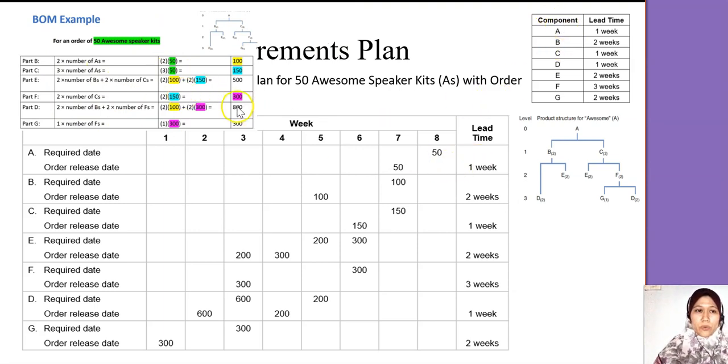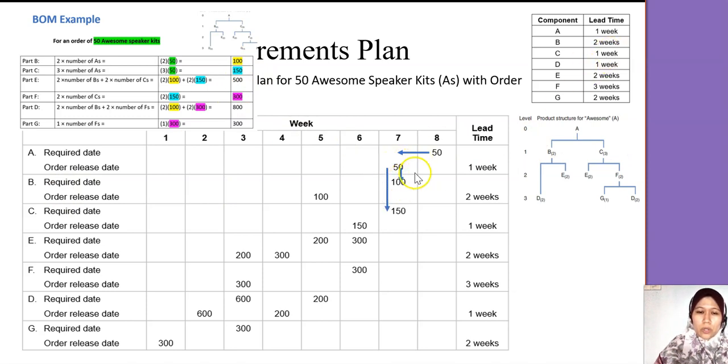Okay, so we know that we start with the 50 for the final product A. And then we go for B. We know that B is 1 week, so 50 and then 1 week of the lead time, so it goes this way, 50. And then from the 50, we need 2B. So B here we need 100, and the lead time is 2 weeks.